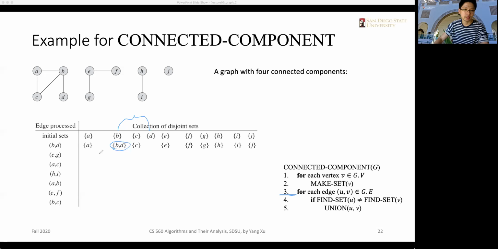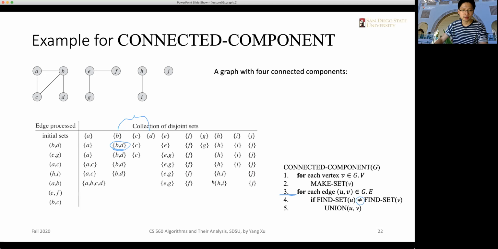But that doesn't matter. All we need to know is that because B and D belong to 2 different sets, the if condition will be satisfied. So the result will be a union of B and D, which will result in a new set B and D. Then after the second iteration, E and G are united. After the next, A and C are united, and H and I united, and ABCD united, and EFG united.